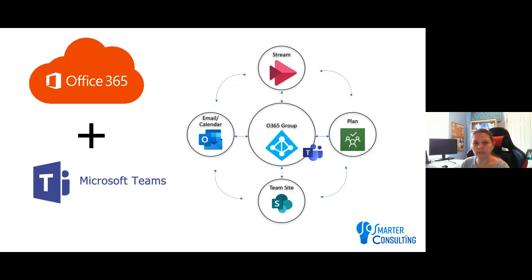So essentially, you can say that a team is synonymous with an Office 365 group. And that way, what happens is now I can see my information through Teams. I can see my SharePoint files in Teams, I can see my Planner plans in Teams, and I can see my Stream content in Teams. So by tying all of these things together, it makes it a little bit easier for people to access things.